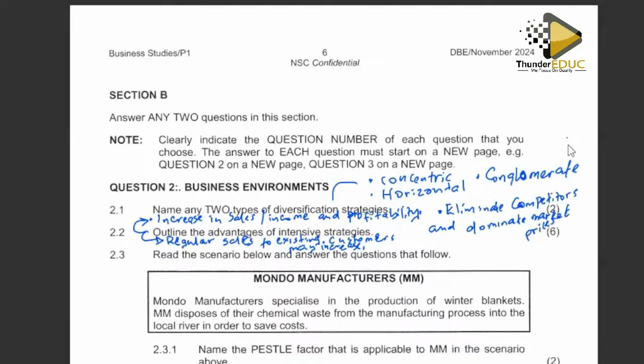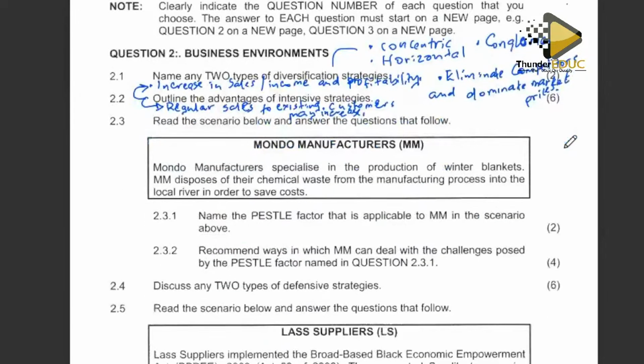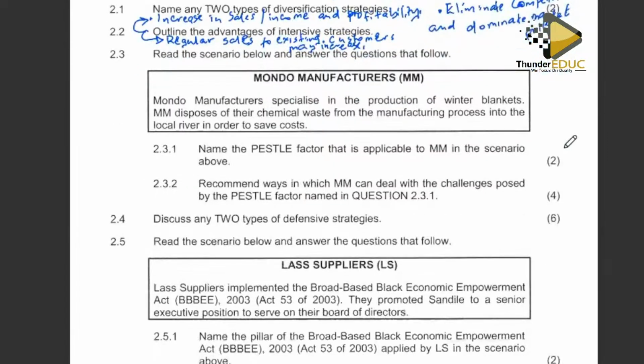One might actually ask, why do we have to write 3 points? We write 3 points because of the 6 marks allocation. Okay, right. So the advantages of intensive strategy are that it increases sales and or income and profitability. Also, regular sales to existing customers may increase, as well as eliminate competitors and dominate market prices.